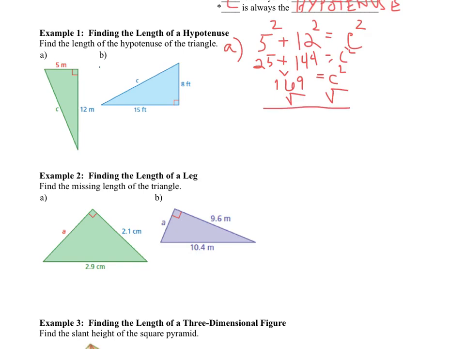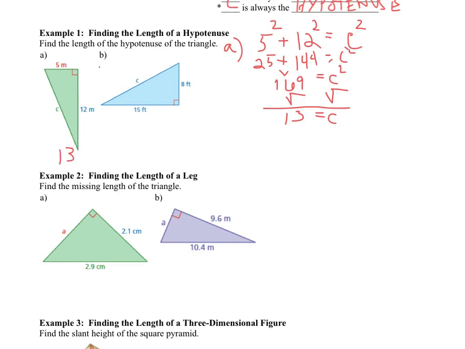So if I take the square root of c squared, I get c. And I take the square root of 169. Now remember, there's two answers: there's 13 and there's negative 13. But can I have a negative 13 side length? No. So my answer has to be the positive 13 only. So even though, yes, I could have done negative 13, the answer here is going to be 13.